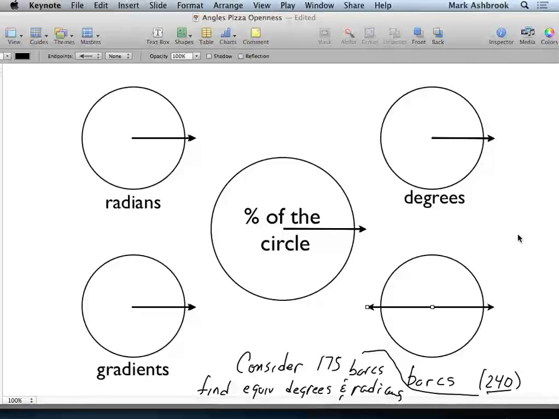How many barks would be what we call a straight angle, or half of a circle? How many barks would that be? 120. Okay. How many barks would be 3/4 of a circle? It was 60 more, right? So you're going to take half of 120 more. So what is it? 180. So what about 175 barks? A little bit less, right? So maybe like that. Okay. So this amount of openness right here is our 175 barks.